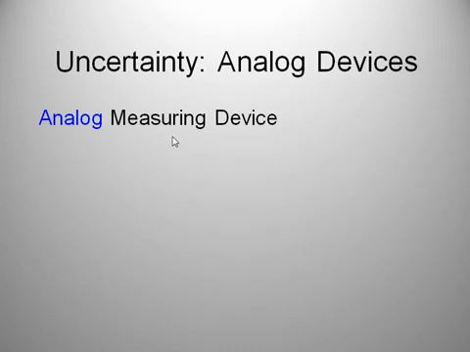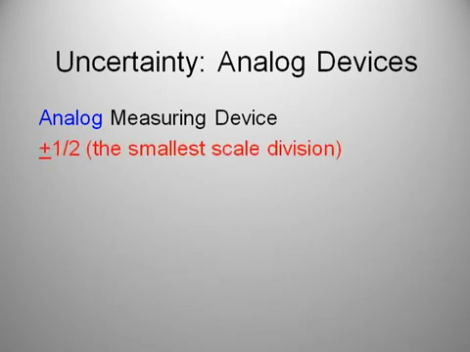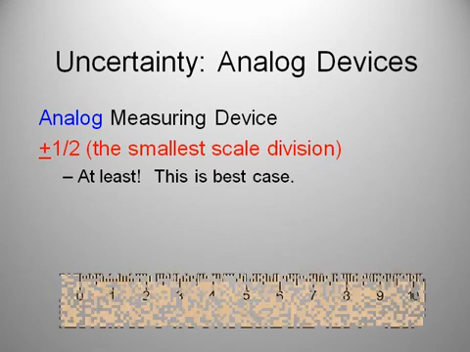So if you have an analog measuring device, and those are things that are, well, anything that's non-digital. So for example, a watch or a clock that has hands that are moving on a circular dial. That's an analog clock. We're going to use plus or minus 1/2 the smallest scale division. Now this sounds a little confusing, but let's do an example. Okay, and this is going to be the best case.